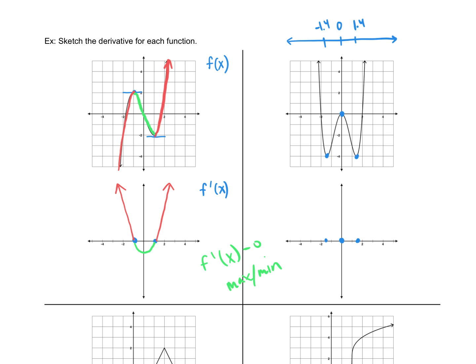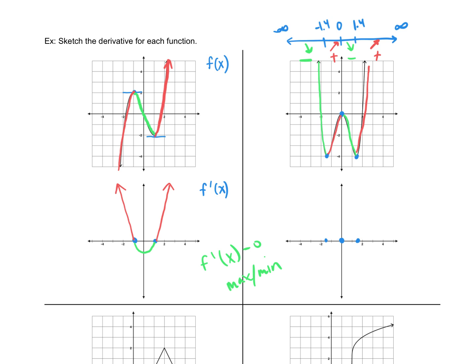Now, when we're going from negative infinity to negative 1.4, our function is decreasing. If our function is decreasing, the derivative must be negative. Then our function starts to increase. So if it's increasing, all those tangent lines will have positive slopes. Then it starts to decrease again, so back in the negatives. And then we start to increase again, so back in the positives.